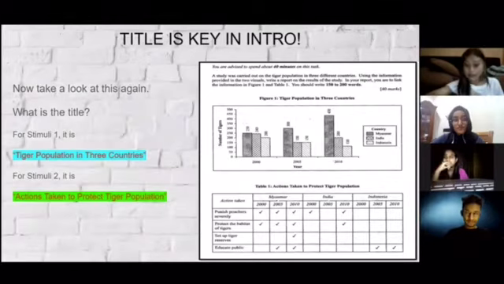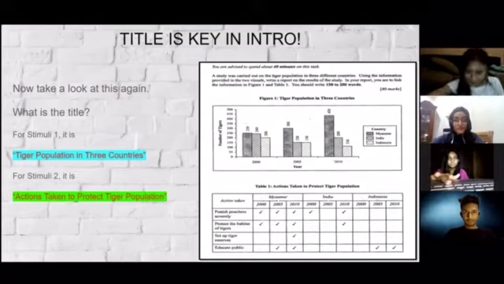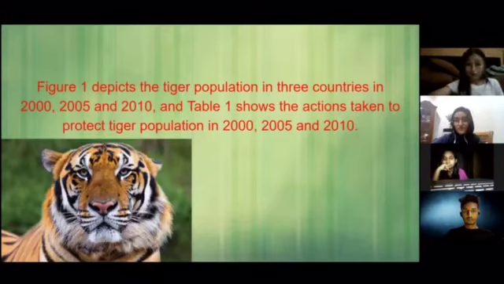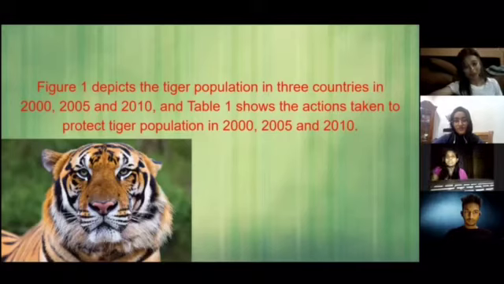The title is the key to the intro. So, take a look at this again. What is the title? For stimulus 1, it is tiger population in 3 countries. And for stimulus 2, it is actions taken to protect tiger population. So, Figure 1 depicts the tiger population in 3 countries in 2000, 2005, and 2010. And Table 1 shows the actions taken to protect tiger population in 2000, 2005, and 2010.